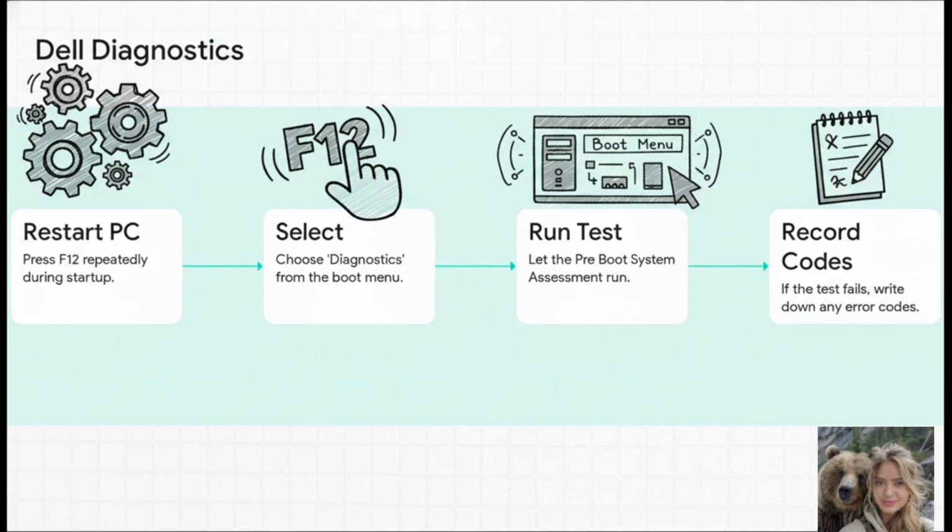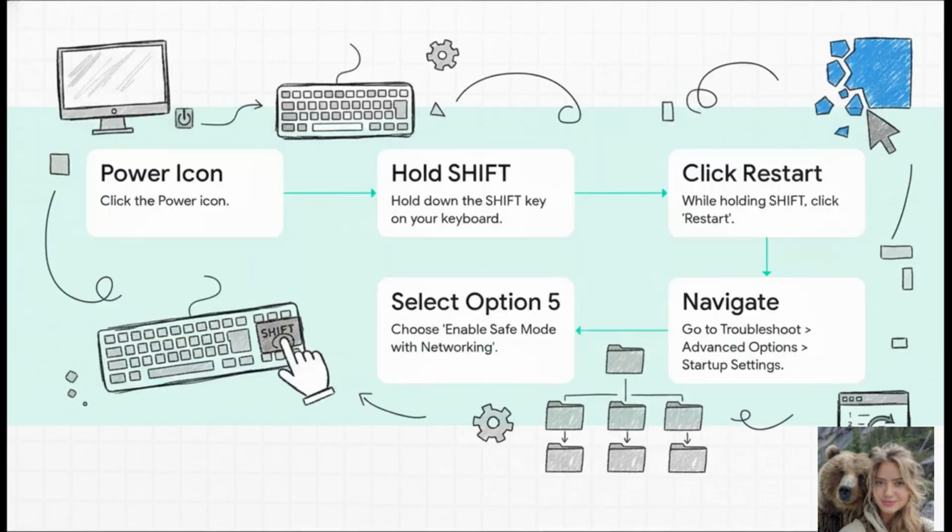If it finds something wrong, it'll give you a specific error code. That code is the golden ticket to figuring out exactly what's broken. So is the problem with Windows itself or some other software you installed? Safe mode is how you figure that out. It's a bare-bones version of Windows. If your computer works fine in safe mode, then the culprit is almost certainly a third-party program or driver. And the easiest way to get there is to just hold down the Shift key while you click Restart.